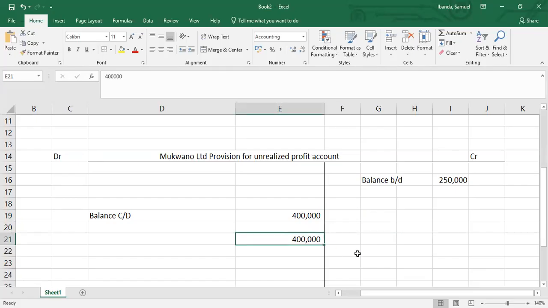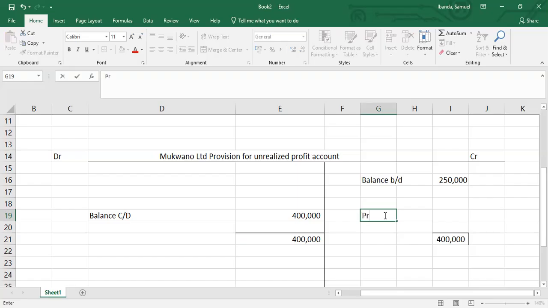So even this side will also be 400,000. But to do that, we have to get a balancing figure here. And our balancing figure is what we are actually taking to our profit and loss account, which is 150.